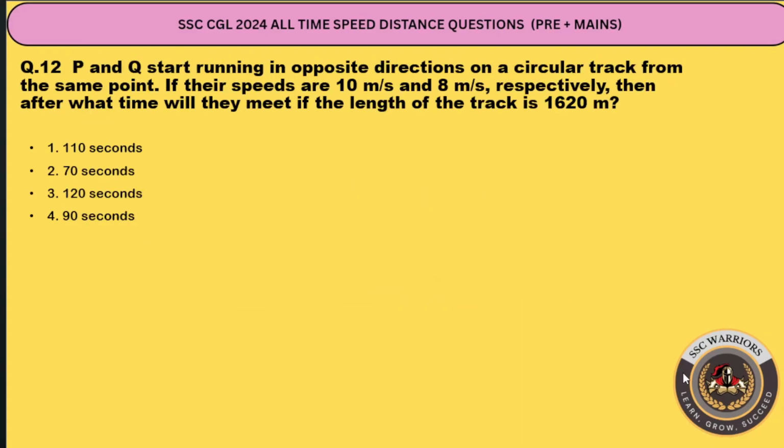Next. P and Q start running in the opposite direction on a circular track from the same point if their speeds are 10 meters per second and 8 meters per second. So this is a circular track whose length is 1620 meters. Now both started running in the opposite direction. So how much time will they take?